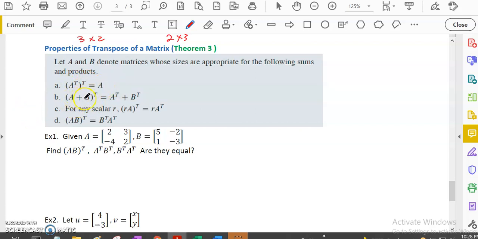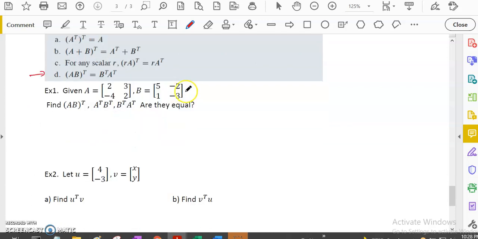If you add two matrices and transpose, it's as if you transpose them individually and add. If you multiply a scalar to a matrix and transpose, it's as if you multiply the scalar to the transpose of it. This one is the difficult one. If you multiply AB and then transpose it, it is not the same as A transpose B transpose, but actually B transpose A transpose. So you actually switch position. This one is a kind of difficult one.